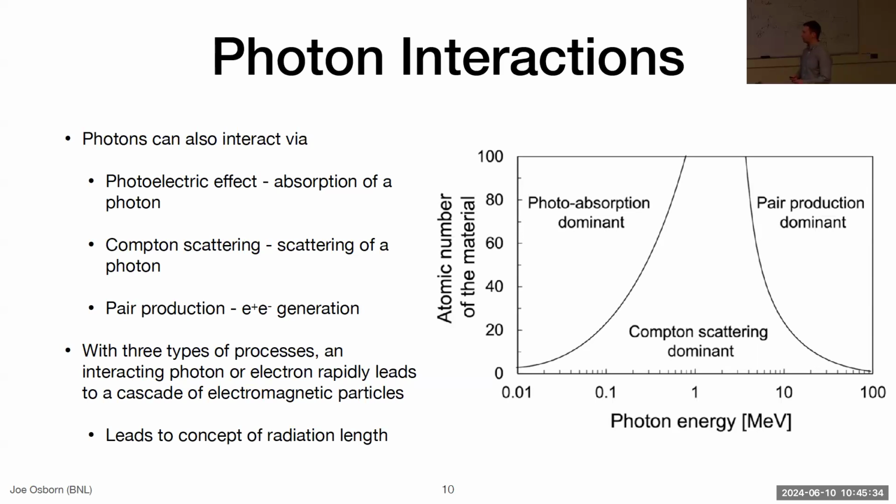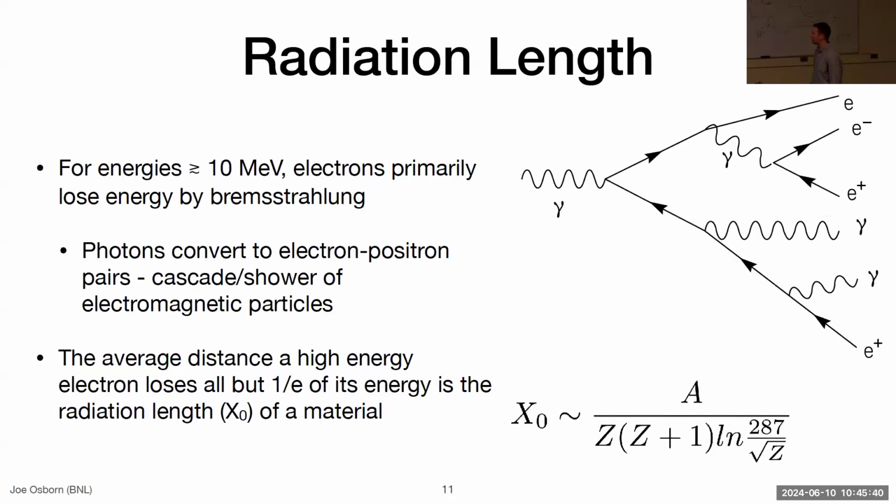So what happens with this cascade of electromagnetic particles leads us to the concept of a radiation length. And you can draw sort of a cartoon. Maybe you have some shower that looks like this, where you have a photon that splits into an electron-positron pair. Maybe these radiate some photons, and maybe one of these photons splits into an e+ e- pair, and so on and so forth. You can imagine this goes way off the board over here. So you get this cascade of electromagnetic particles, and this gives us the concept of a radiation length.